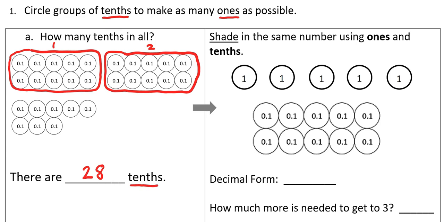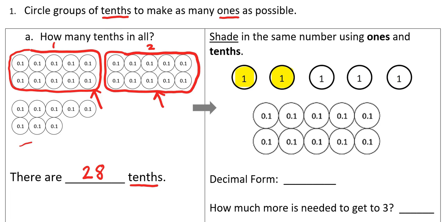Now we're going to take these tenths and change them into wholes in the next box. The directions say to shade in the same number using ones and tenths. So this first group of 10 tenths, I'm going to compose into one whole, and I'll shade that in the next box. So here I have my first group of 10 tenths represented as one whole. Now I'm going to do the same thing for my second group of 10 tenths. I'll shade in another whole. Here's my second group of 10 tenths composed into one whole.